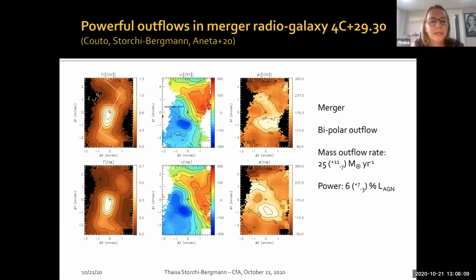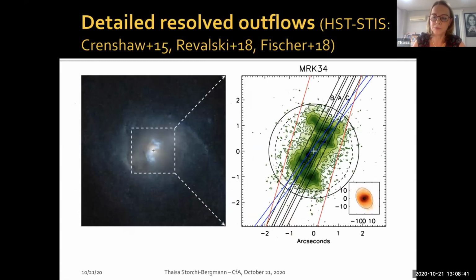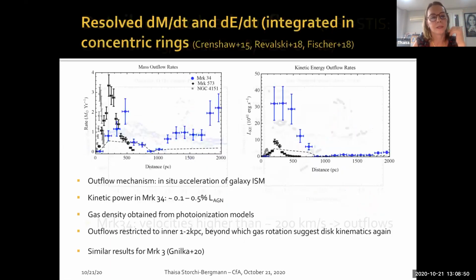And in this case, it's the only case in the radio galaxies that we have studied so far where we find a very large mass outflow rate. This is an interacting galaxy, and a large power, with a large uncertainty, but the median or average value is 6% of the luminosity of the AGN. So this one is very powerful, much larger than the 0.5% that is suggested by models to be effective in the galaxy.